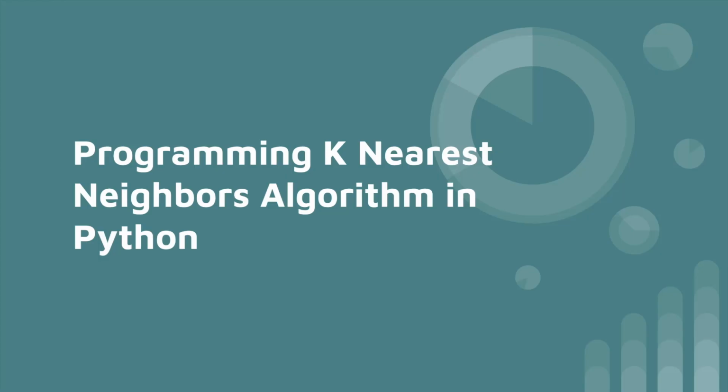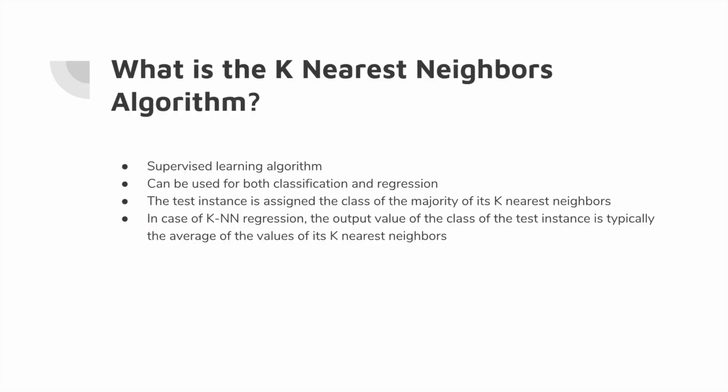This is Harshita here and today we'll be talking about programming the k-nearest neighbors algorithm in Python. So let's get started. Firstly, we learn what a k-nearest neighbors algorithm is. Basically, this is a supervised learning algorithm that can be used for both classification as well as regression. In the case of KNN classification, the test instance is assigned the class of the majority of its k-nearest neighbors.